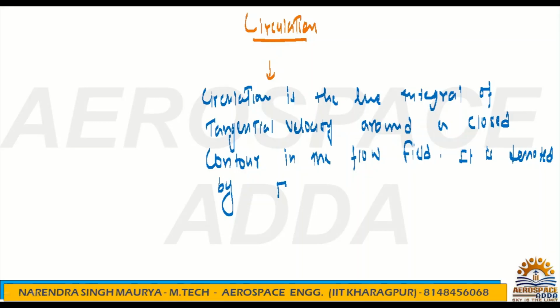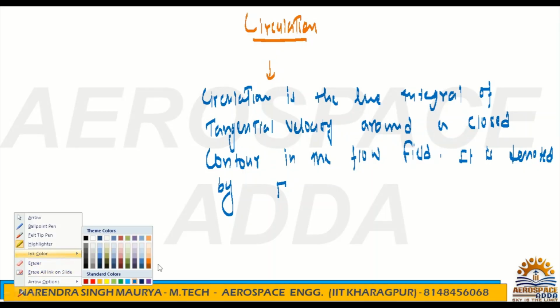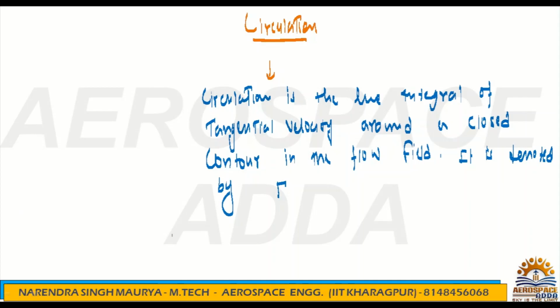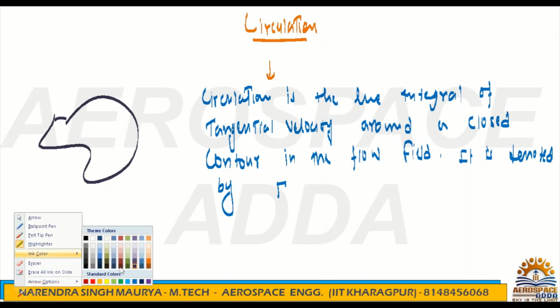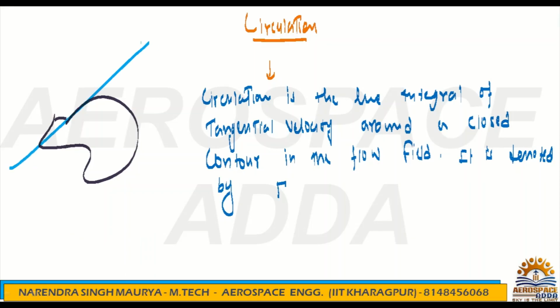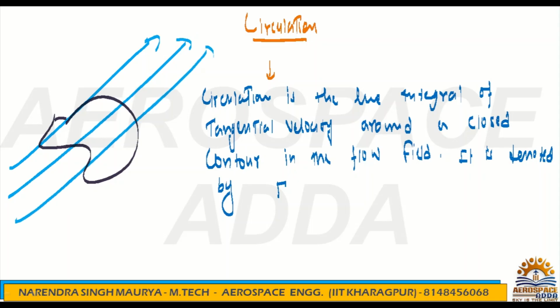Okay, what is the meaning of it? It's very simple. Closed contour means what? In a flow field, the closed contour can be anything. That closed contour can be a circle, a rectangle, a square, anything, but it should be closed. So I can take this diagram. This is the closed contour in a flow field. Suppose the flow is going on something like this.